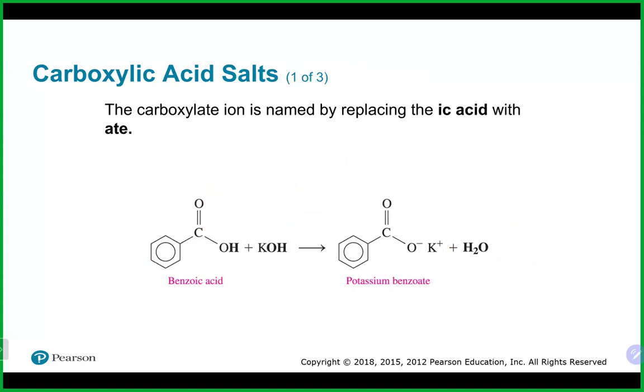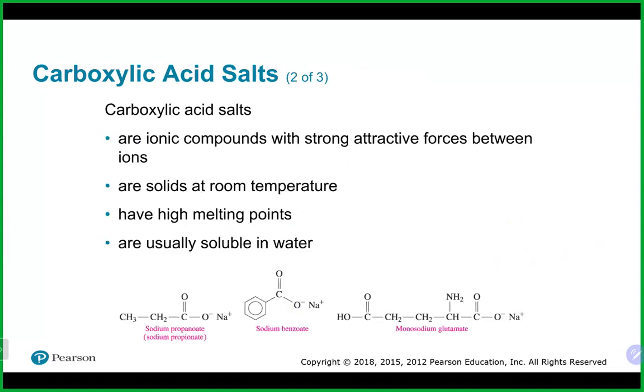We're not going to name the acid salts, so you don't have to worry about naming them. So we'll skip that. But carboxylic acid salts are typically ionic compounds that have strong attractive forces. They are typically solids at room temperature. They have high melting points and are usually really soluble in water because, frankly, they're a salt like any other salt. Salts typically are very soluble in water. They typically break apart into ions in water. And that's essentially what's happening here.